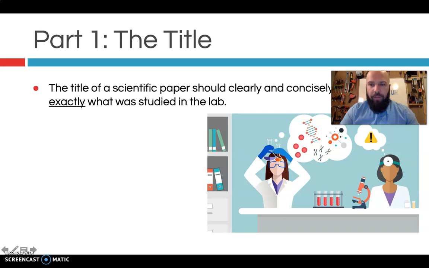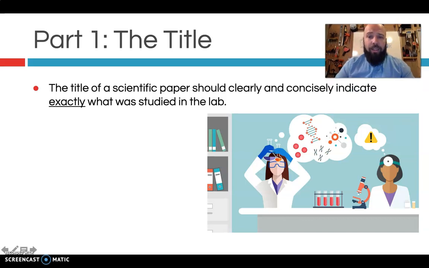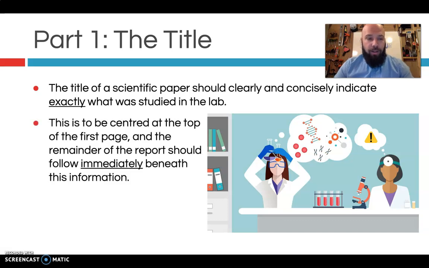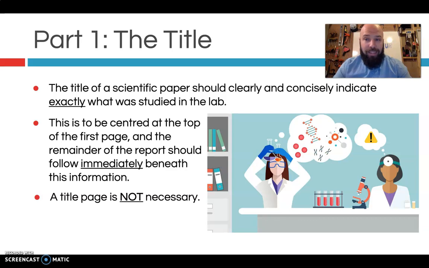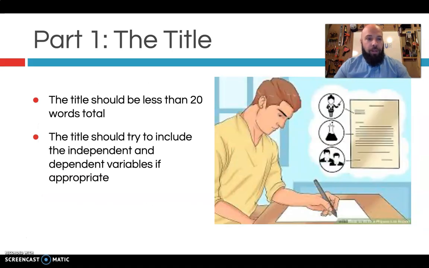So the title of a scientific paper should clearly and concisely indicate exactly what was studied in the lab. It is to be centered at the top on the first page, and the remainder of the report should be immediately beneath this information. A title page is not necessary. Some teachers may ask for one. In my opinion, it's a waste of paper, and you won't see them in professional journal articles. The title should be less than 20 words total, but fairly descriptive, and it should include all the independent and dependent variables that are appropriate for your lab.